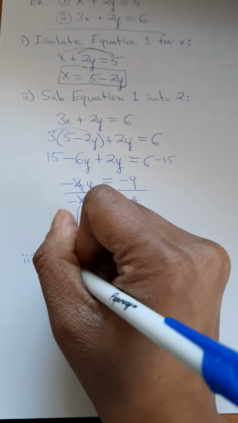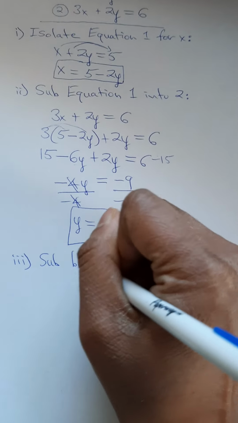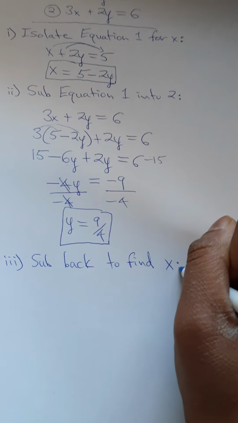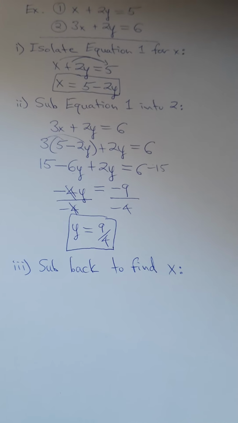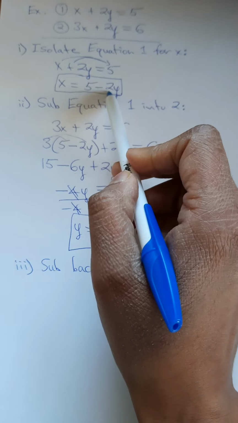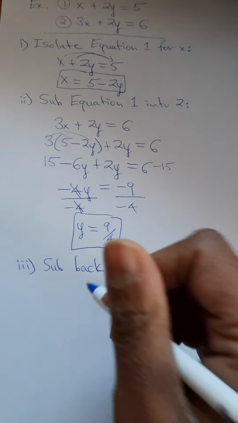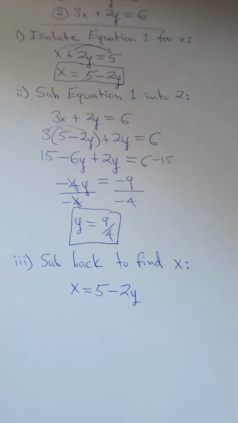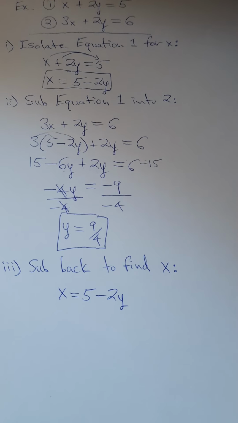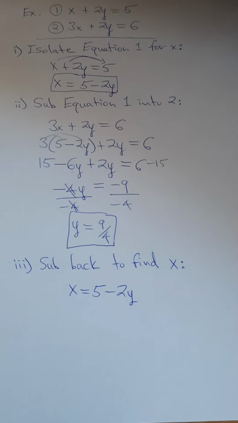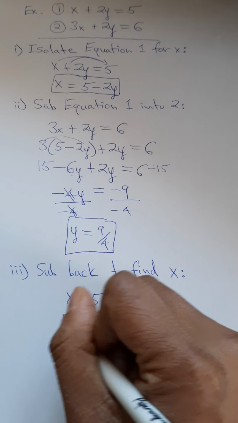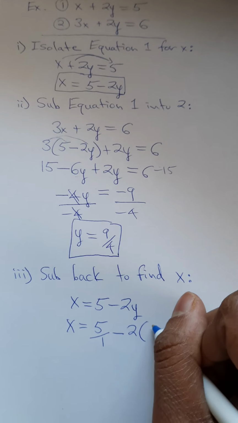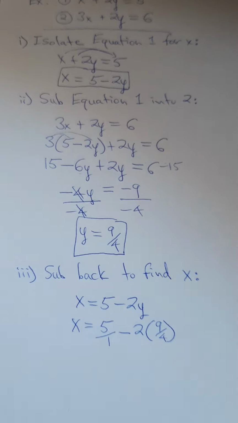Let's sub back to find the value of x. Again, what I want to use is just this expression because I already isolated for x here. So we're going to put x equals 5 minus 2y. Everyone see that? And let's just sub it in here. We're going to sub in the y value. x equals 5 over 1 minus 2 and then 9 over 4.